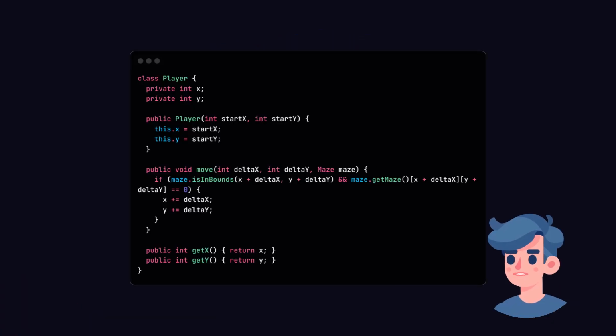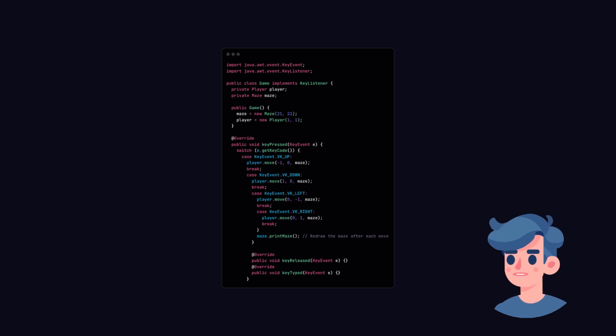The next step is adding player movement. We'll create a player class to handle player properties such as position and movement methods. In the player class, we define methods to move the player. Next, we need to add movement controls. We'll implement key listeners for capturing user input. We have implemented the key listeners for handling player movements.